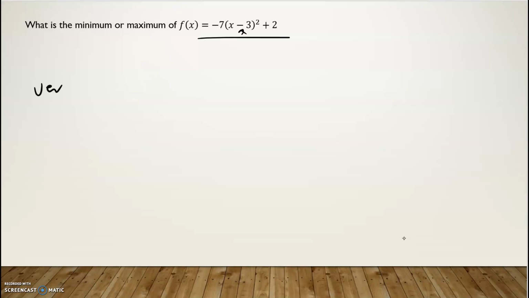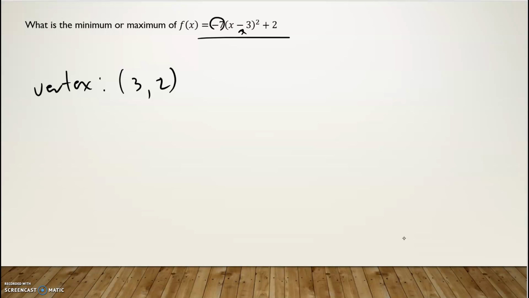So our vertex here is 3. Remember, inside the parentheses, you always take the value opposite, comma, 2. Remember, for the k value, you always take whatever they give you, whether it's positive or negative, you take that sign. But for the x, or the number inside the parentheses, is always going to be the sign opposite of what they give you. That's the easiest way I've come up with for remembering that.